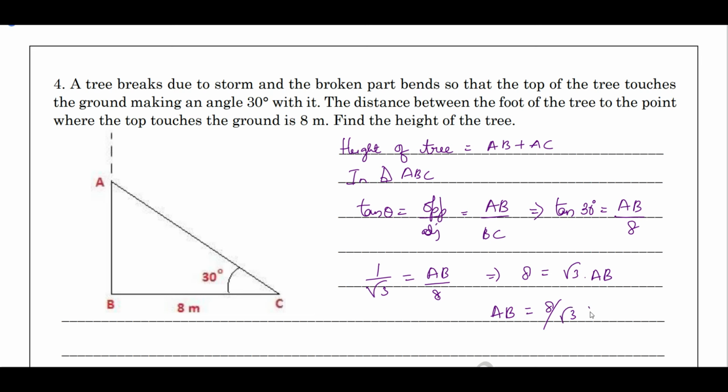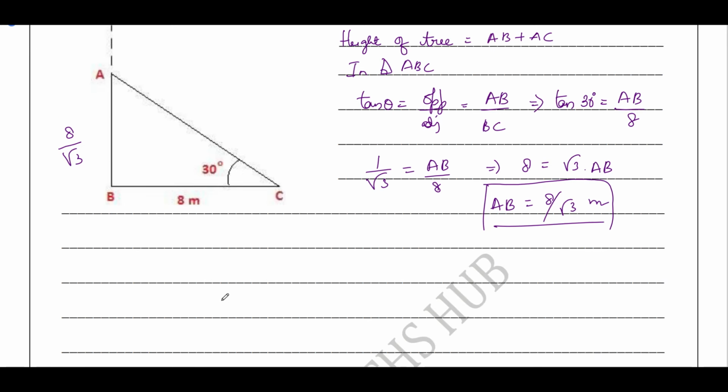Keep as it is. Now what we should find out? We should find out AC. Now we know the value of AB, that is 8 by root 3. Now we should know the value of AC. What can we use to find out the value of AC? We can use either sine ratio or cos ratio. What I'll do here, I'll apply cos ratio.